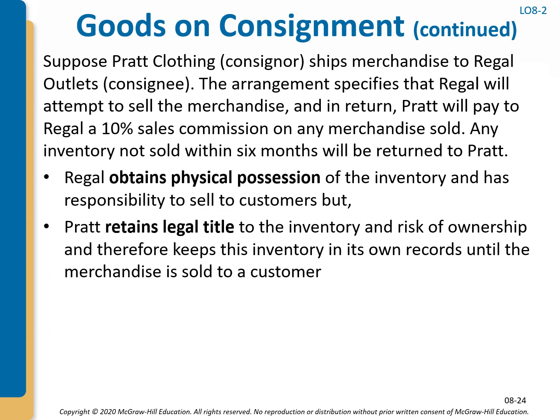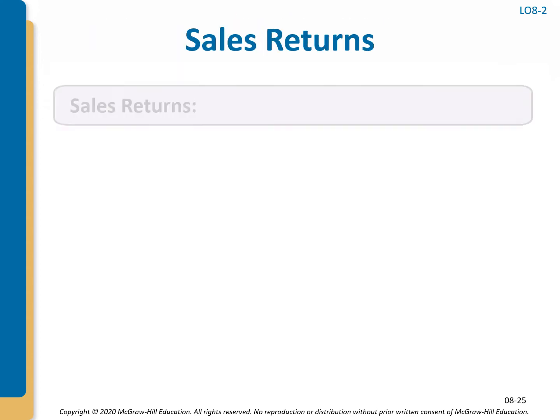Suppose Pratt Clothing ships merchandise to Regal Outlets. The arrangement specifies that Regal will attempt to sell the merchandise, and in return, Pratt will pay Regal a 10% sales commission on any merchandise sold. Any inventory not sold within 6 months will be returned to Pratt. Regal obtains physical possession of the inventory and has responsibility to sell it, but Pratt retains the legal title.